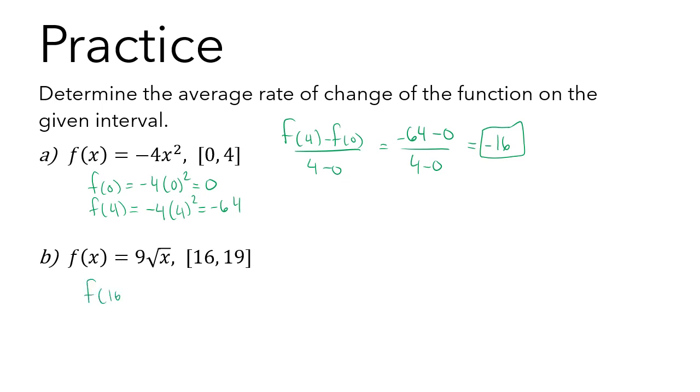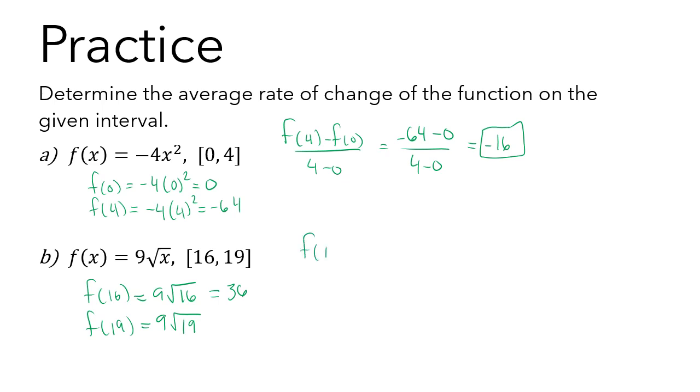Let's find f of 16 and f of 19. So f of 16 is going to be 9 times the square root of 16. Square root of 16 is 4. 9 times 4 is 36. For the next one, we can't simplify it right away because the square root of 19 is going to give us a decimal. So I'm going to leave it like that for now.